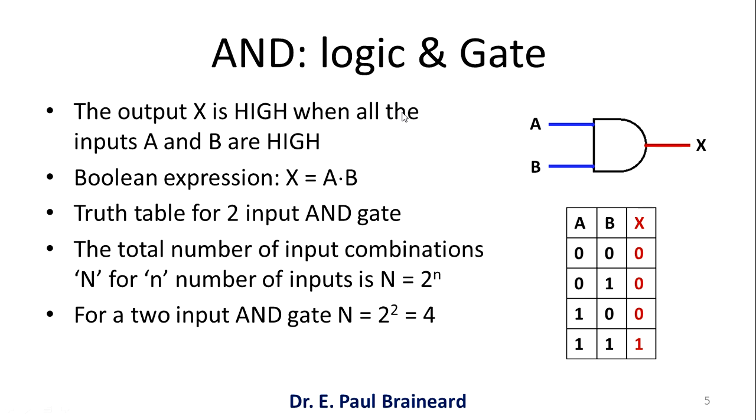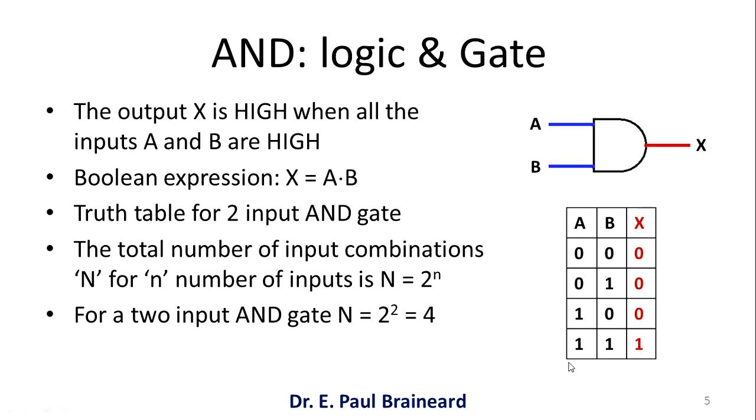If small n is the number of inputs, then we will get capital N number of combinations, which is equal to 2 to the power of small n. For a 2 input AND gate, we get 2 squared combinations, which is equal to 4.